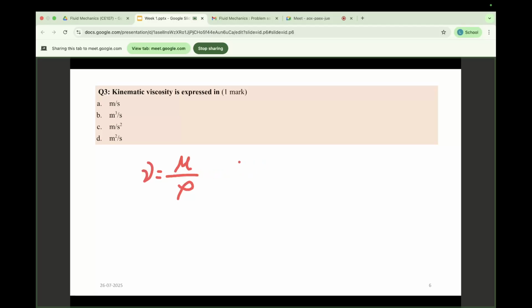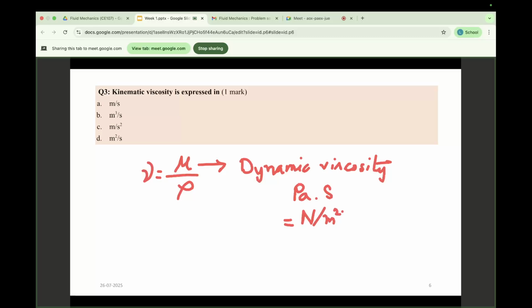So now, this one is dynamic viscosity. Say you do not know about its SI unit, how will you find out? For dynamic viscosity, its unit is Pascal second. So what basically is Pascal? Pascal means Newton per meter square.